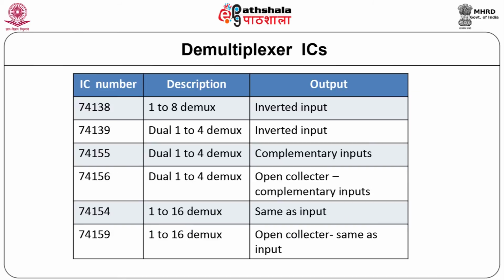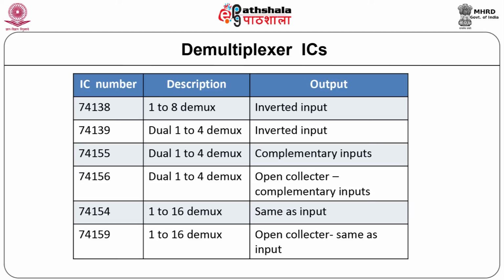Let us now study the TTL demultiplexers available commercially in the MSI IC form. IC 74138 is a 1 to 8 demultiplexer. The outputs of this demultiplexer are inverted. IC 74139 is a dual 1 to 4 demultiplexer, which has inverted output. IC 74155 contains a dual 1 to 4 demultiplexer, but with complementary inputs.